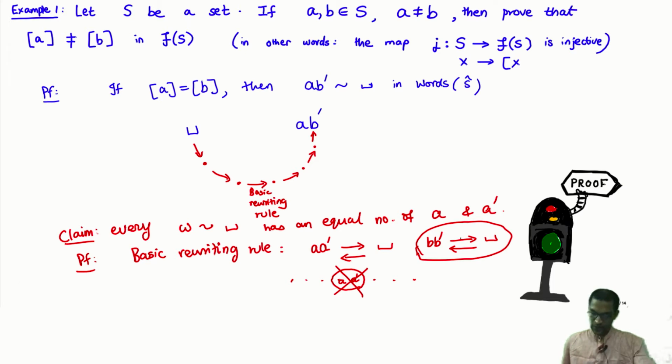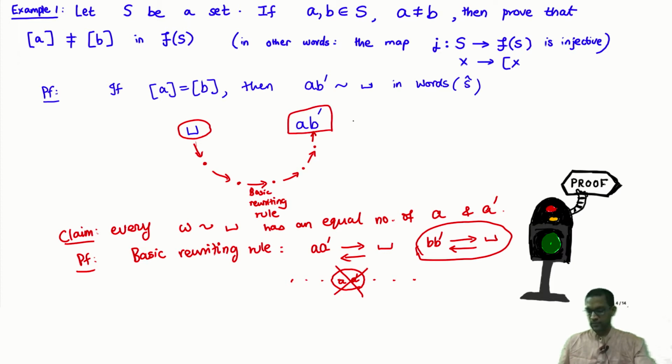So the key point here is that if you take the empty word, and no matter which of the basic rewriting rules you apply, and you keep applying them successively, every word you get has the following important property: the number of a's and the number of a dashes in that word are equal to each other. That automatically implies that in this chain you cannot finally end up with this word ab prime.